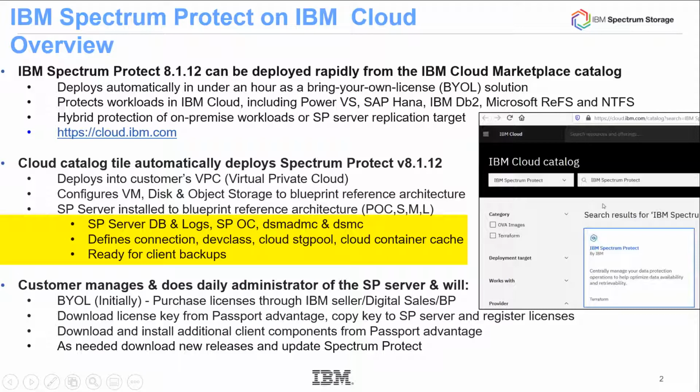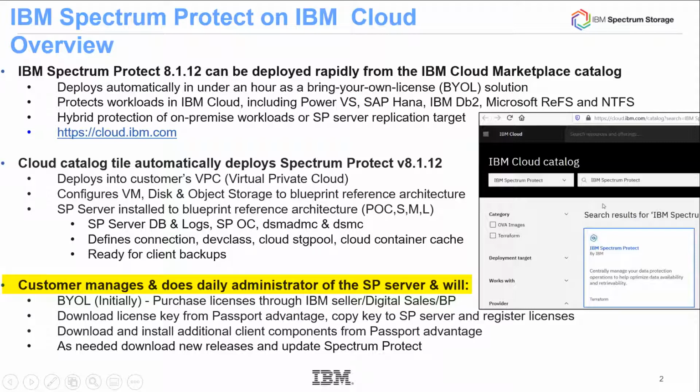Once the Spectrum Protect server has been deployed, it will also customize it by creating the Spectrum Protect server databases and logs, the operations center, and the Spectrum Protect client. It'll define the cloud connections, the device classes, the cloud storage pools, and the cloud container cache. Basically, it'll be ready for your clients to start backing up to that Spectrum Protect server. Once the installation is finished, the customer will then take over management of that server.